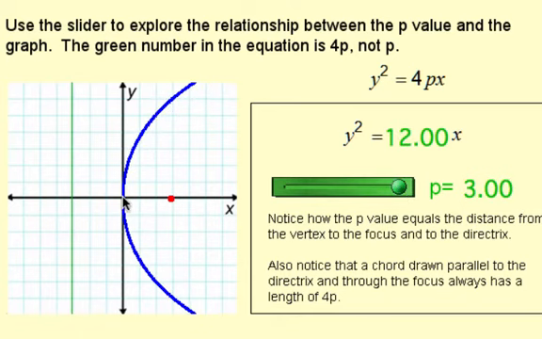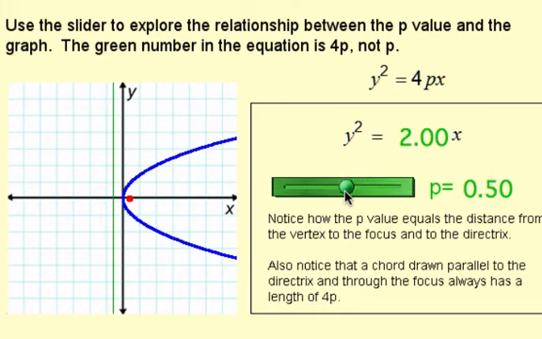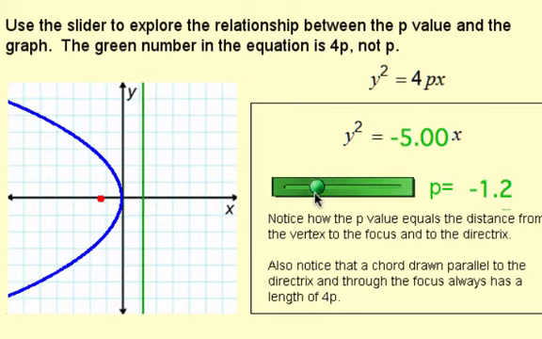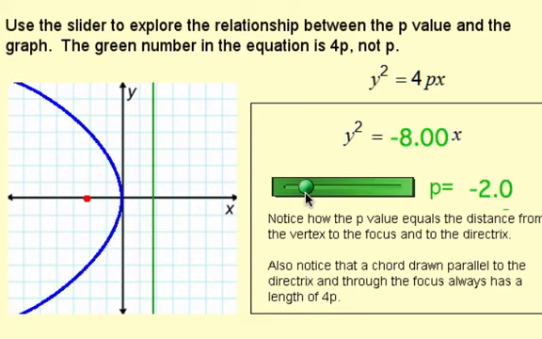Now the p-value is 3. You have a distance of 3 from the vertex to the focus and from the vertex to the directrix. Y squared equals 12x is the equation. Now I'm going to make it go negative. Parabola open to the left. Let's put the p-value equal to 2 there. So y squared equals 4px. Y squared equals negative 8x, so the p-value is negative 2.